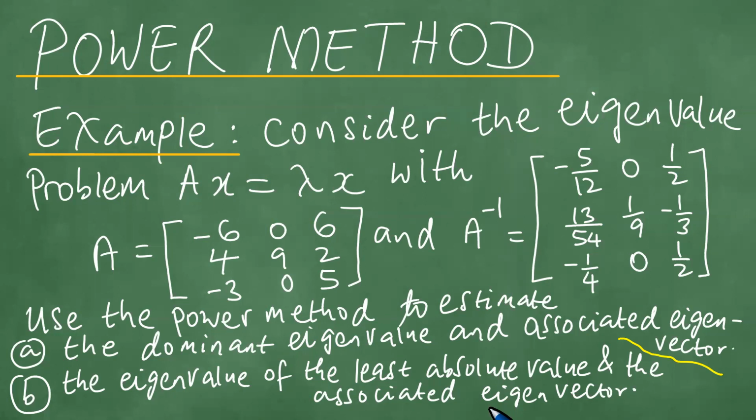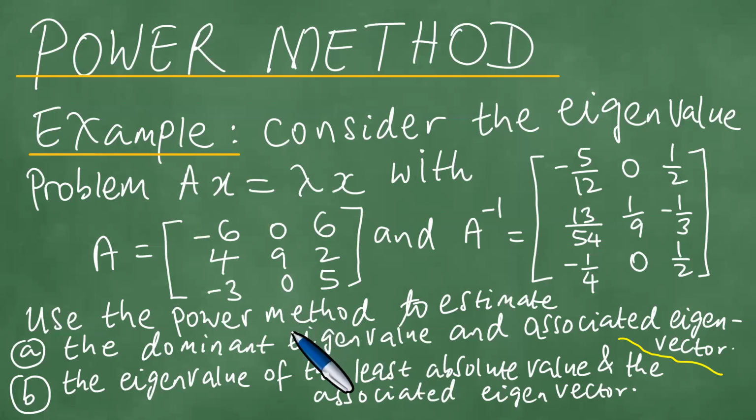Either way, we are then done with this. The one of the least absolute value: for the least absolute value, we find the inverse. We deal with the inverse, looking for the dominant one in the inverse, and then we take one over. But for the dominant eigenvalue, we just use the matrix A.